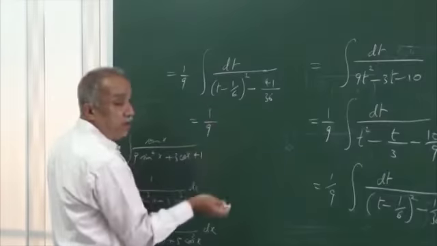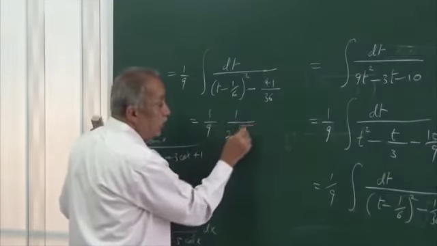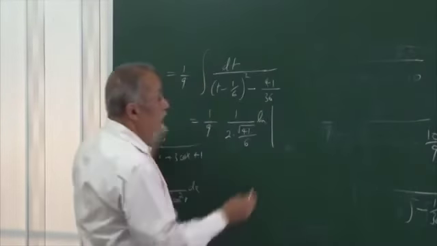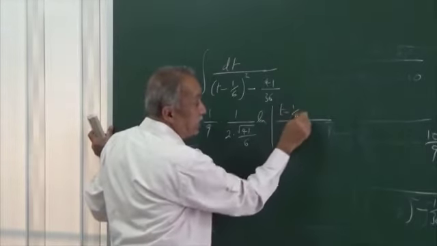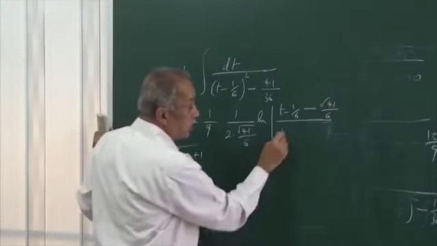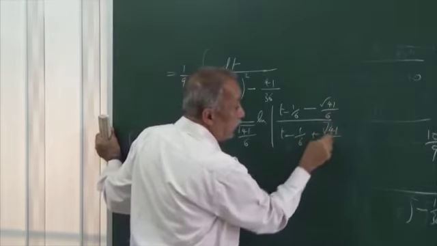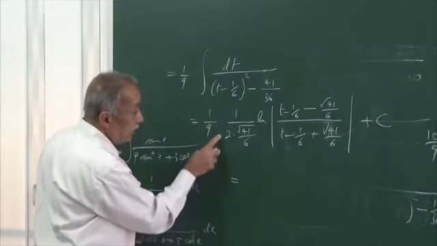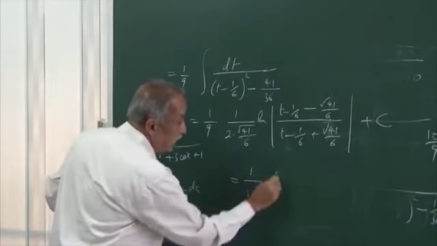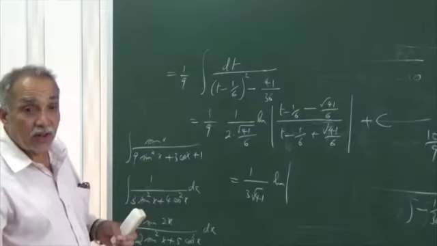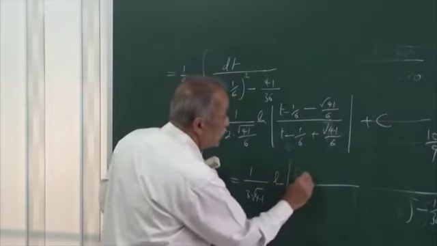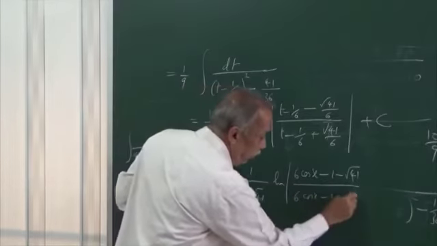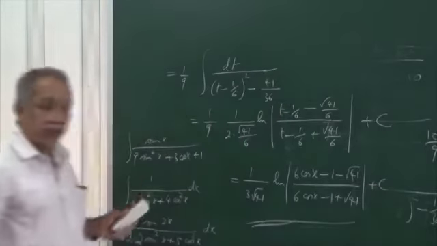Applying the formula, 1 by 9 into 1 by 2a, a is root 41 by 6, into log of mod of x minus a, x is t minus 1 by 6 minus a, root 41 by 6, by x plus a, x is t minus 1 by 6 plus a, root 41 by 6, plus a constant of integration c. Getting back to our original variable x, we will be getting 1 by 3 root 41 log of, what is t? Cos x. 6 cos x minus 1 minus root 41 by 6 cos x minus 1 plus root 41, plus an arbitrary constant, is the required integral.